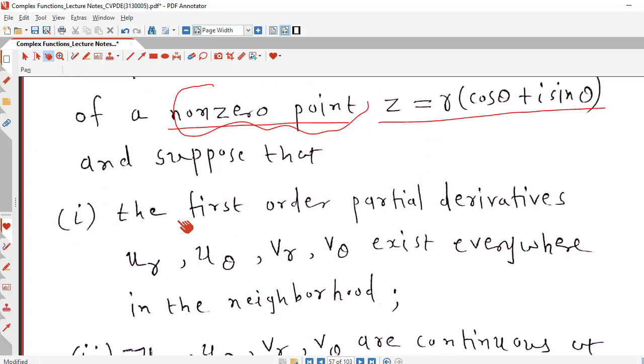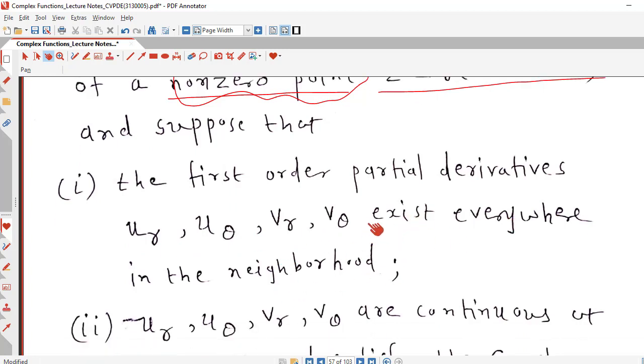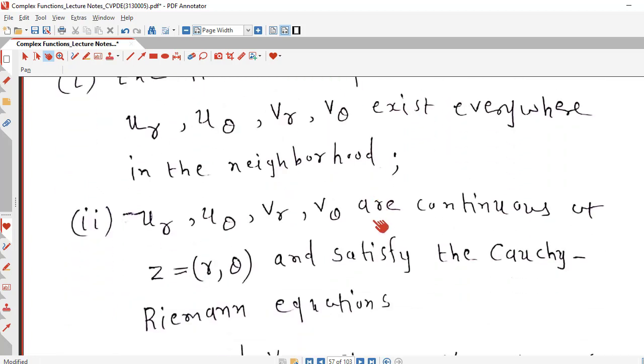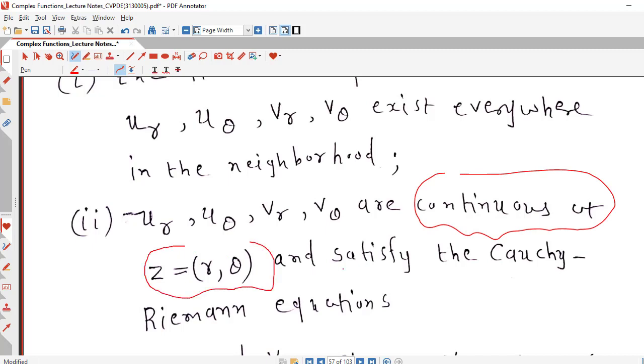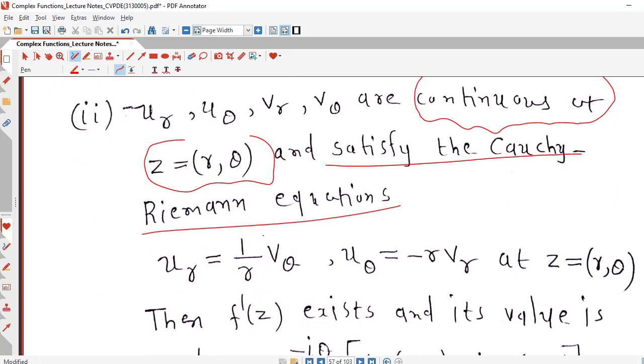So the first condition is that the first order partial derivatives del u by del r, del u by del theta, del v by del r, del v by del theta exist everywhere in the neighborhood of the given point. The second condition is that these partial derivatives are continuous. This is important. Continuous at the point z equal to the ordered pair (r, theta), and they satisfy the Cauchy-Riemann equations. We have just written the Cauchy-Riemann equations.